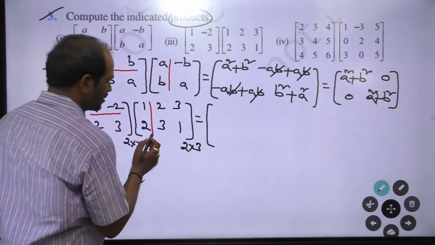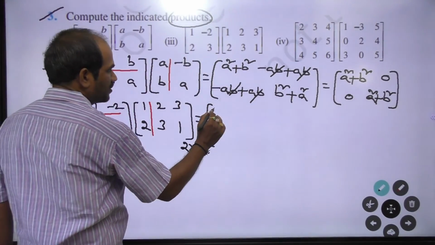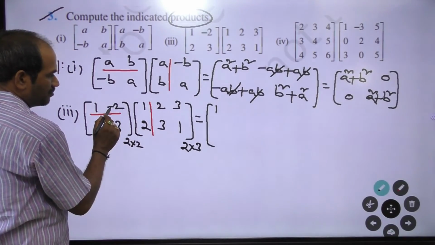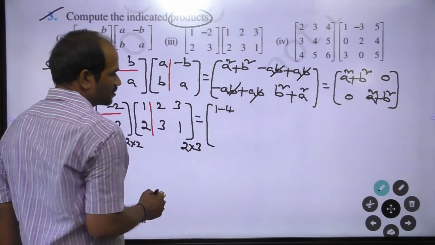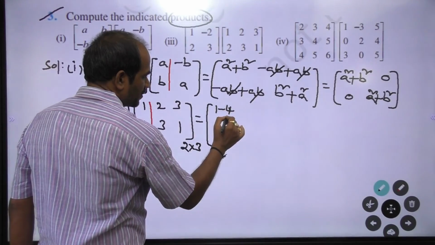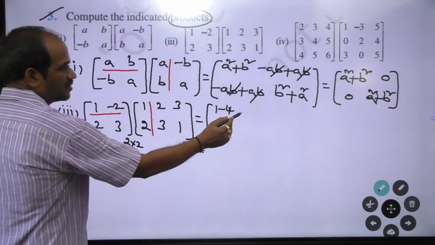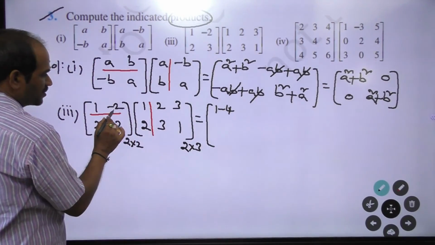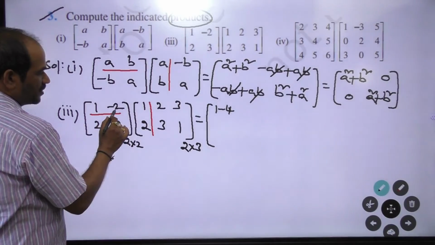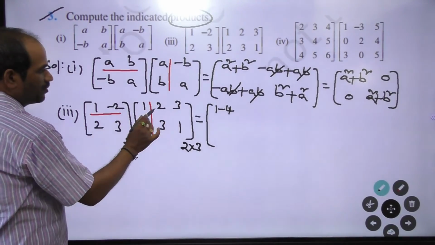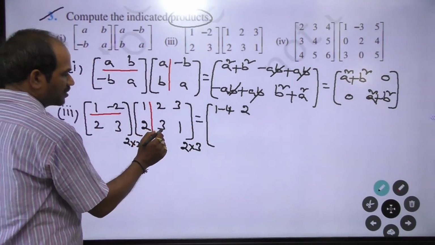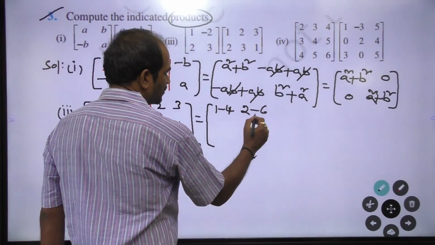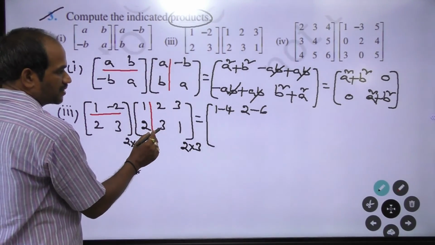So 1 into 1 is 1, next minus 2 into 2 is minus 4. That is first row, first column. Next element is first row, second column: 1 into 2 is 2, next 2 into minus 3, minus 2 into 3 is minus 6.